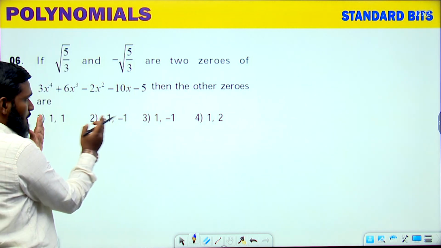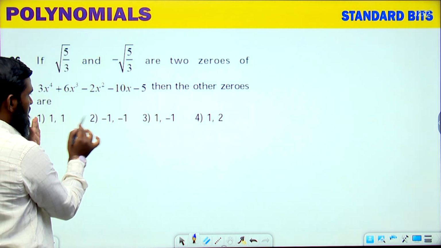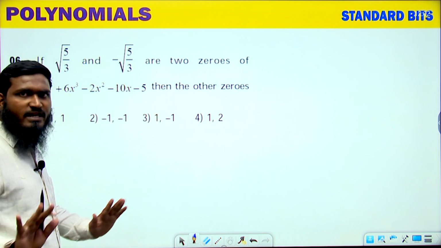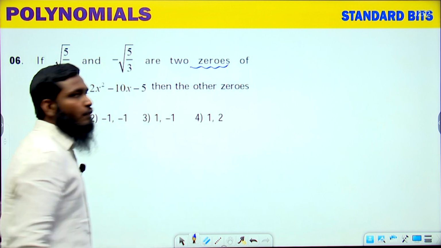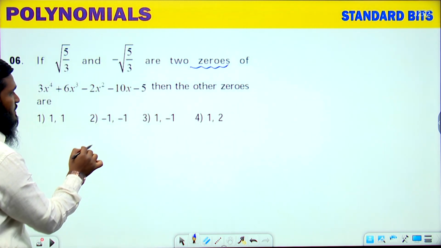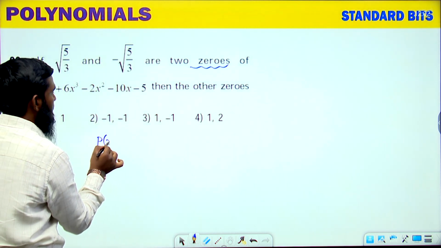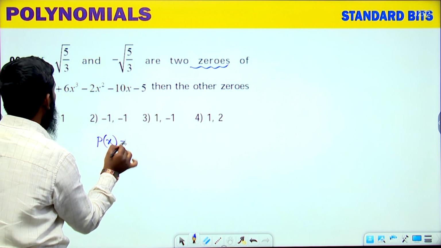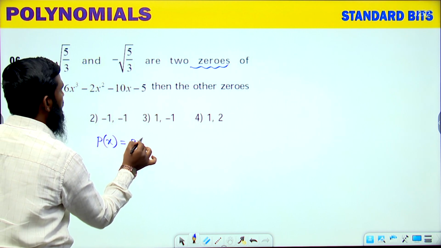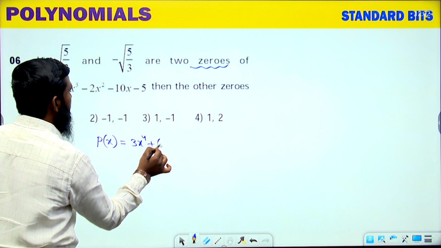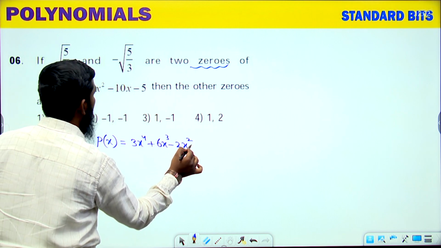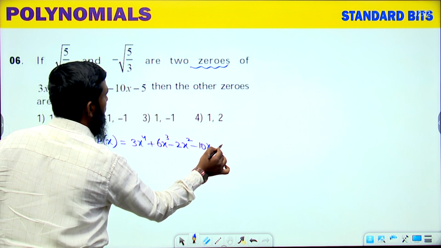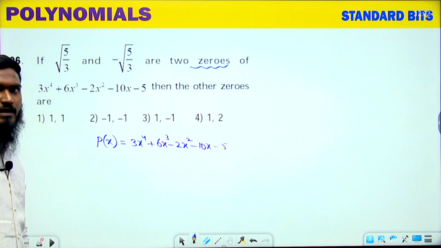Now if you see the numbers, we have 1, minus 1, 2. Only 3 numbers we have over here. So how to find out the zeros? First let us take this polynomial, p of x. P of x is equal to 3x power 4 plus 6x cube minus 2x square minus 10x minus 5, like this we have over here.